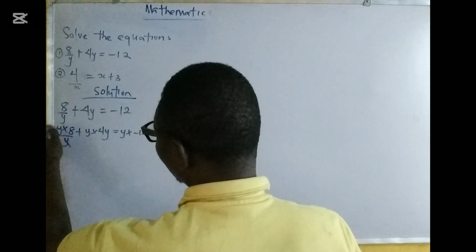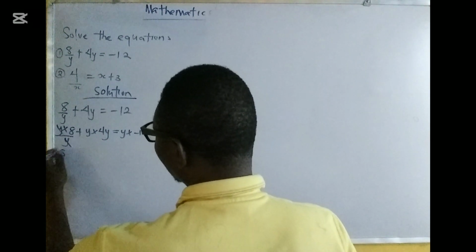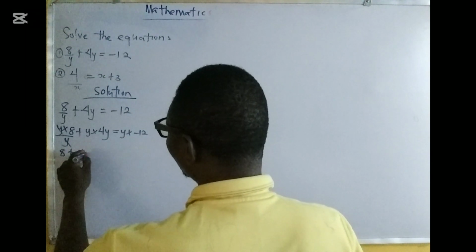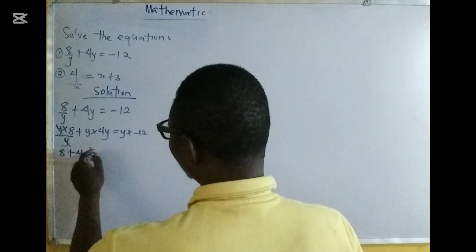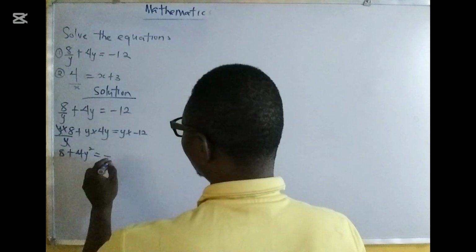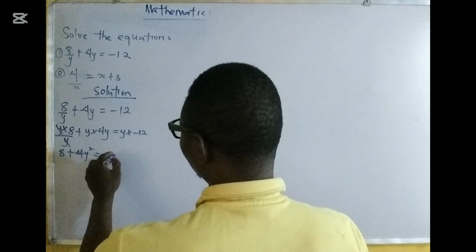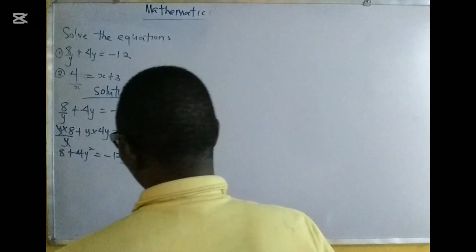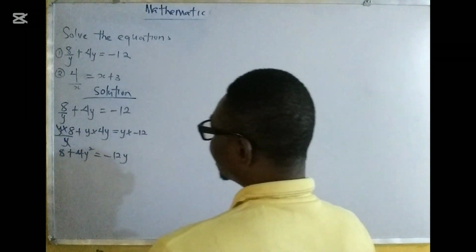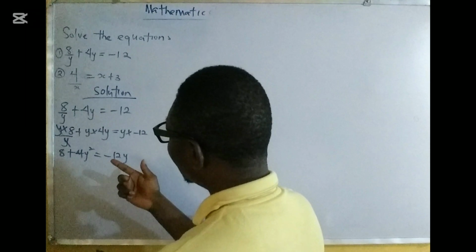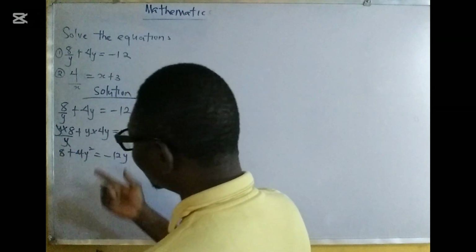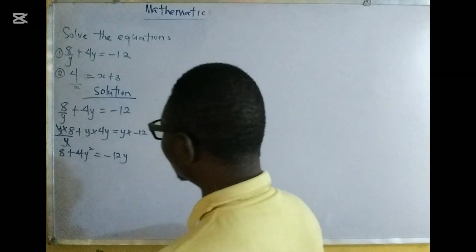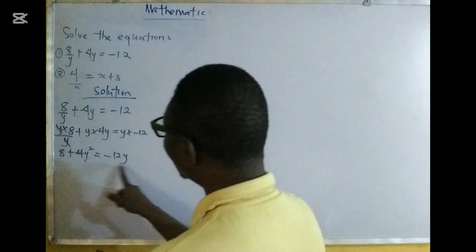Of course, we know that y can cancel y, so we are left with 8 plus y times 4y, which is 4y squared, is equal to minus 12y. Now, we can see that the only variable here is y, and the highest power of the variable is 2. Therefore, it tells you that it is what? A quadratic equation.